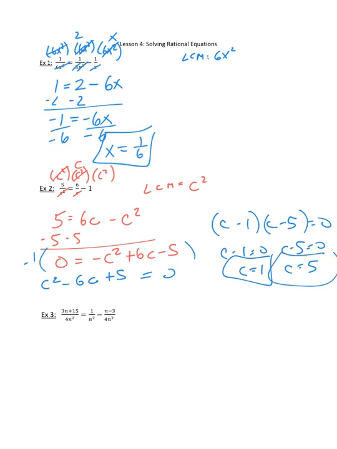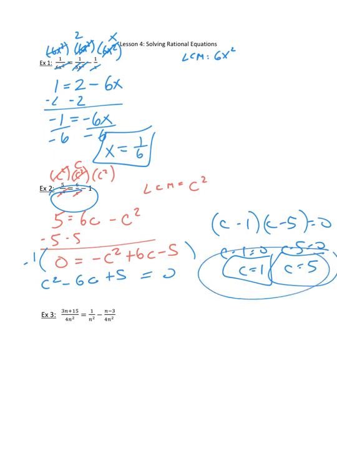What you want to check at the end of your problem is if you were to plug your two answers back into your denominators in the original equation, if any of them would produce a 0 in the denominator. If so, you reject those values. So if I plug a 1 in here for c or a 5 in, they don't produce 0. So I'm good. I accept both answers.